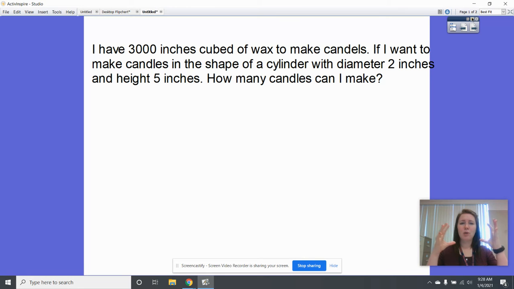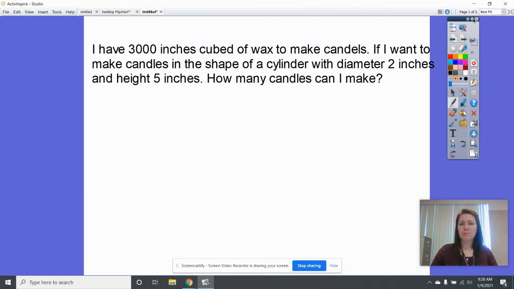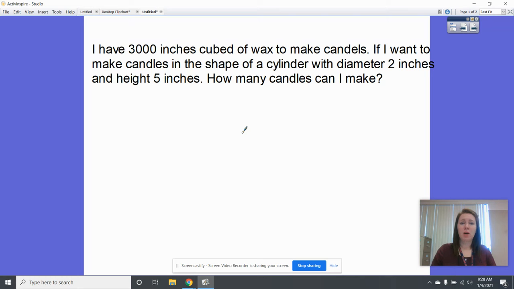So this is saying I have a whole bunch of wax, and I want to make a whole bunch of candles out of it, which means I need to split up this 3,000 cubed inches of wax into hopefully a whole bunch of candles. But I don't know yet what size or how much wax each candle is going to use. So first I have to find the volume of my candle. That will tell me how much wax I need to use.